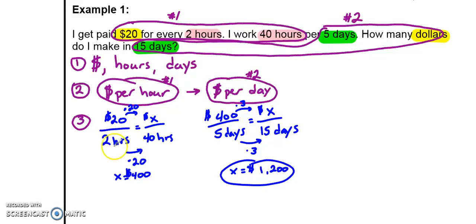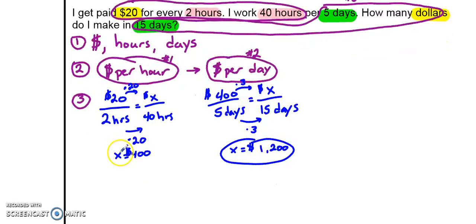Now, what if you didn't like writing these proportions and doing multiplicative relationships? Well, there's another way to do this, using maybe unit rates and cross multiplying. Let's try doing it that way. So for the first part, I had to figure out how much money I made in 40 hours. Now, instead of doing it this way, I could have taken $20 per 2 hours and divided those to find out that I make $10 per hour, per 1 hour.